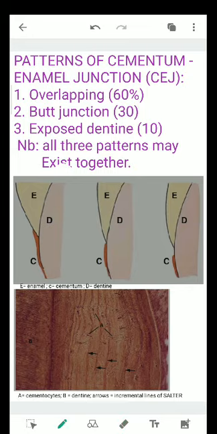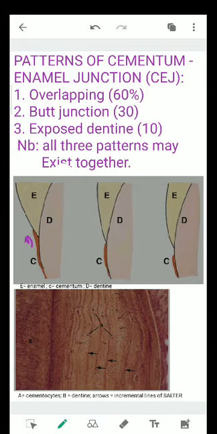we have three patterns: the overlapping pattern, the butt junction, and the exposed dentin. The overlapping pattern, which is 60% predominant, you can see that the cementum here overlaps the enamel above, right? So that's pattern 1. For pattern 2, the cementum just reaches the junction of the enamel.